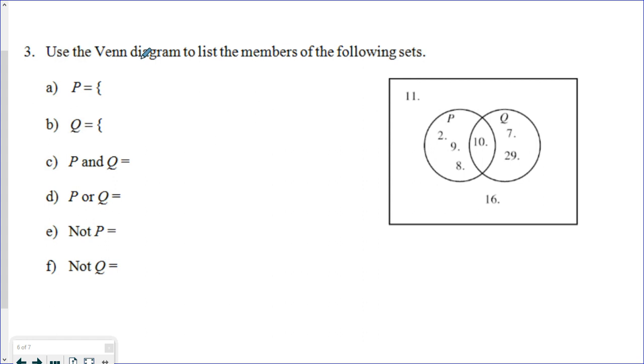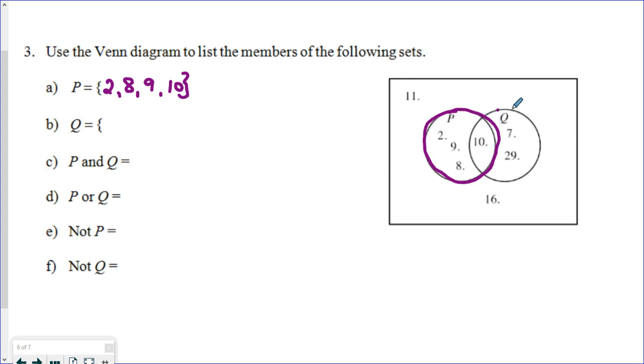So it says use it to list the members of the following set. So things that are in P. So the number 2 is in P. The number 8 is in P. The number 9 is in P, and the number 10 is in P. If this is our circle P, we just want things that are in P.